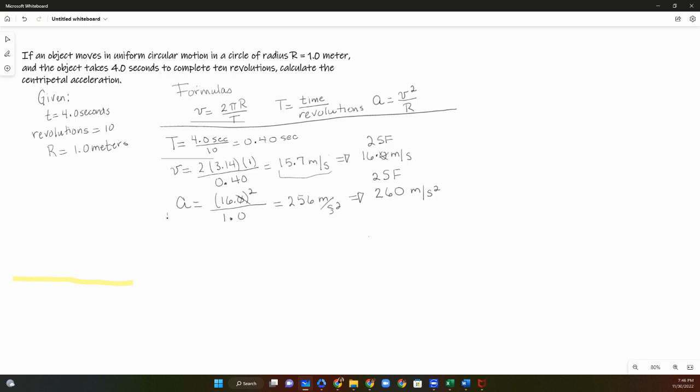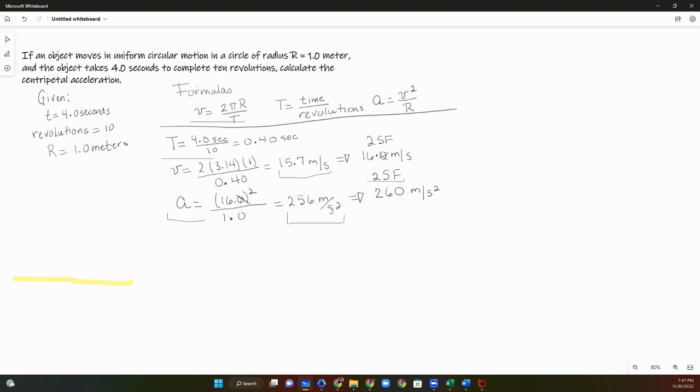Now, to figure out the acceleration, you take the velocity, you square that, and you divide it by the r. The calculator is going to give you 256, but again, we have to follow the significant figures, so you need to round that to 260. 260 has two significant figures.